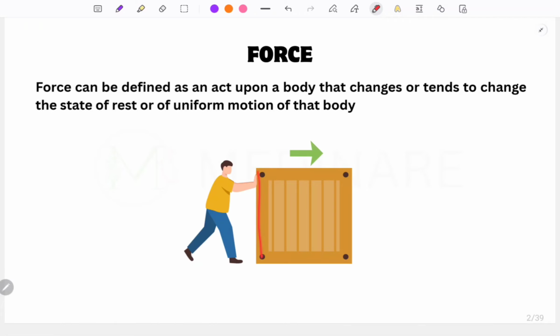So let's say this wooden box is the body that you're talking about, and this man right here is applying force in this direction over this body. Until force is acted upon it, it will continue to stay in that state of rest or uniform motion.